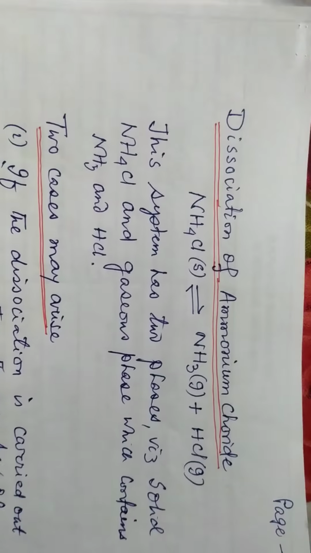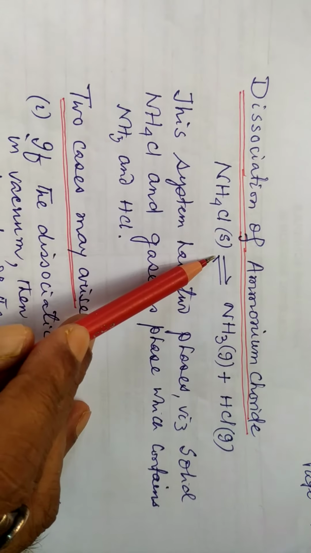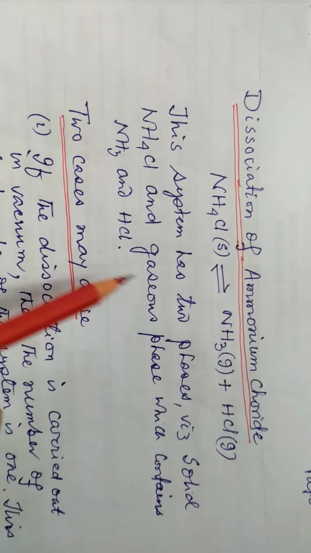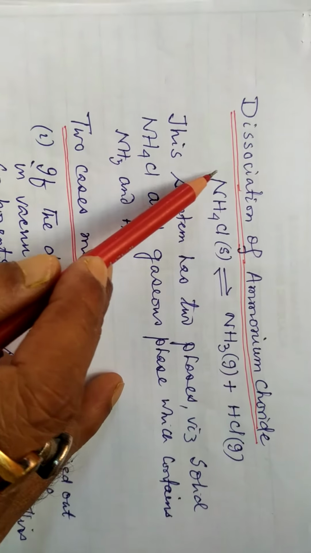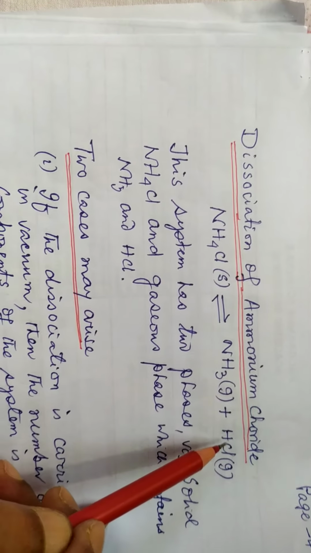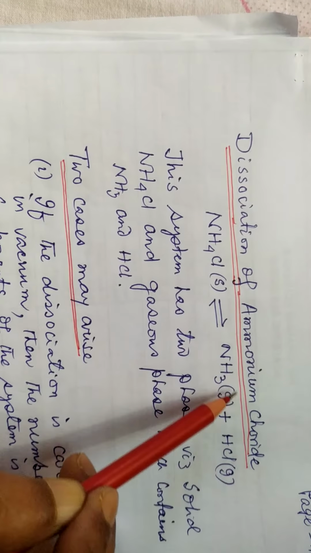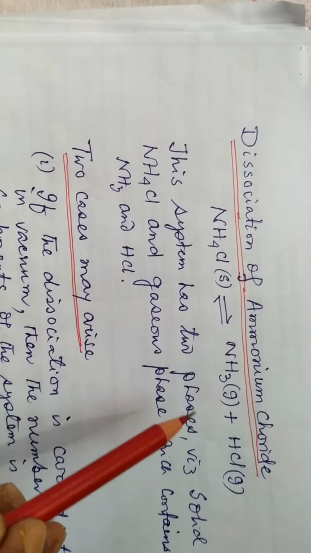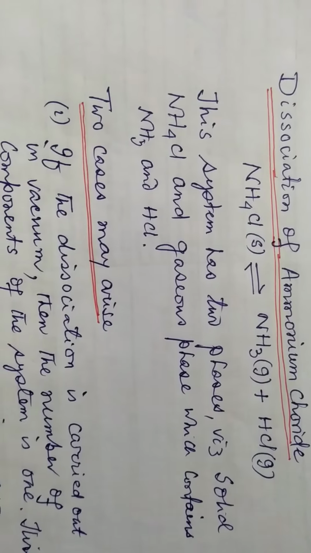Now, dissociation of ammonium chloride. Ammonium chloride solid dissociates to give NH3 gas and HCl gas. This system has two phases. The ammonium chloride is a solid, it is one phase, and NH3 and HCl is a mixture of gases, so this constitutes another phase. So there is a two phase system: solid ammonium chloride, and a gaseous phase containing NH3 and HCl.